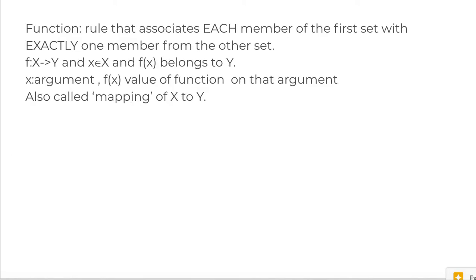Let's look at what a function is. A function is a rule that associates members of one set to another, such that each member of the first set associates with exactly one member from the other set. Usually it's written as f: X → Y, where the small x is the argument that belongs to the first set, and f(x) belongs to Y, that is the mapping of x to Y, and f(x) is the value of the function on that argument. That's what a function is.